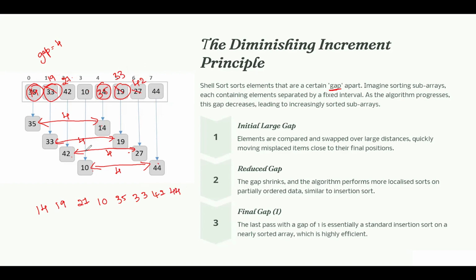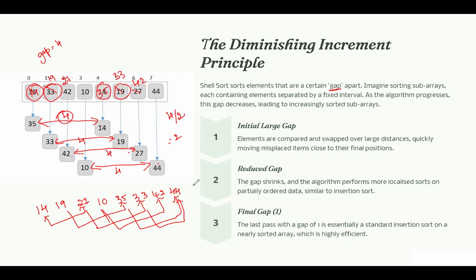Now, what I'm going to do is reduce, just like we say, the diminishing increment: the increment value or the gap value will be reduced. There are many ways to decide what the gap can be and how we can reduce it. The very common one is to divide it by 2, or make it half. So, of course, the next gap is going to be 2, which means I'm going to compare this and this. This and this will be compared. 27 and 33, 10 and 42, 35 and 44. So this will go on like this. Every two gaps I'm going to compare.